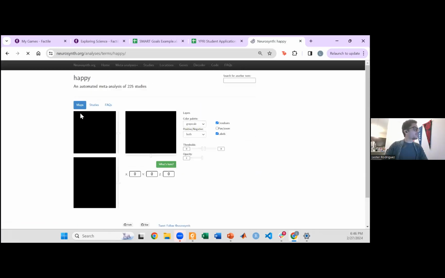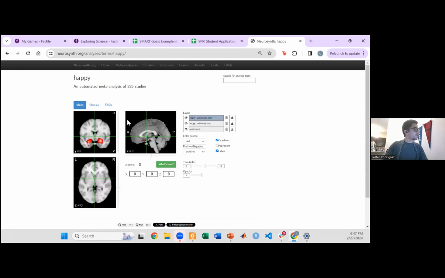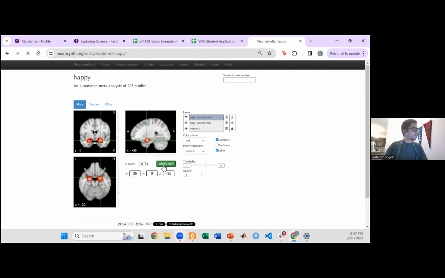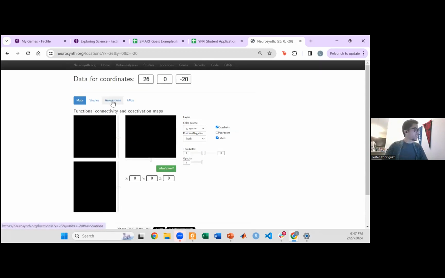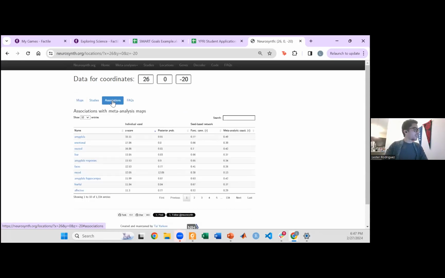Let's click happy. And let's see, okay, so we get this map. Let's try to find what area has a lot of signal of activity. Let's see what that area is. What's here? And we're looking at happy, because somebody said it in the chat. And let's see. Oh, look at that, the amygdala. So the amygdala isn't just about fear, it's about different emotions. That's why it's coming up with happy too.